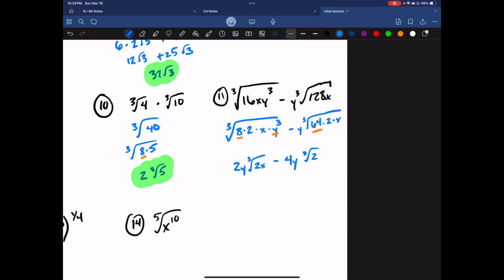cube root 2x. Now, just like getting a common denominator, I now have common radicals, and I can combine like terms. You have 2y cube root 2x minus 4y cube root 2x. So essentially 2y minus 4y, which is going to give you a negative 2y cube root 2x.